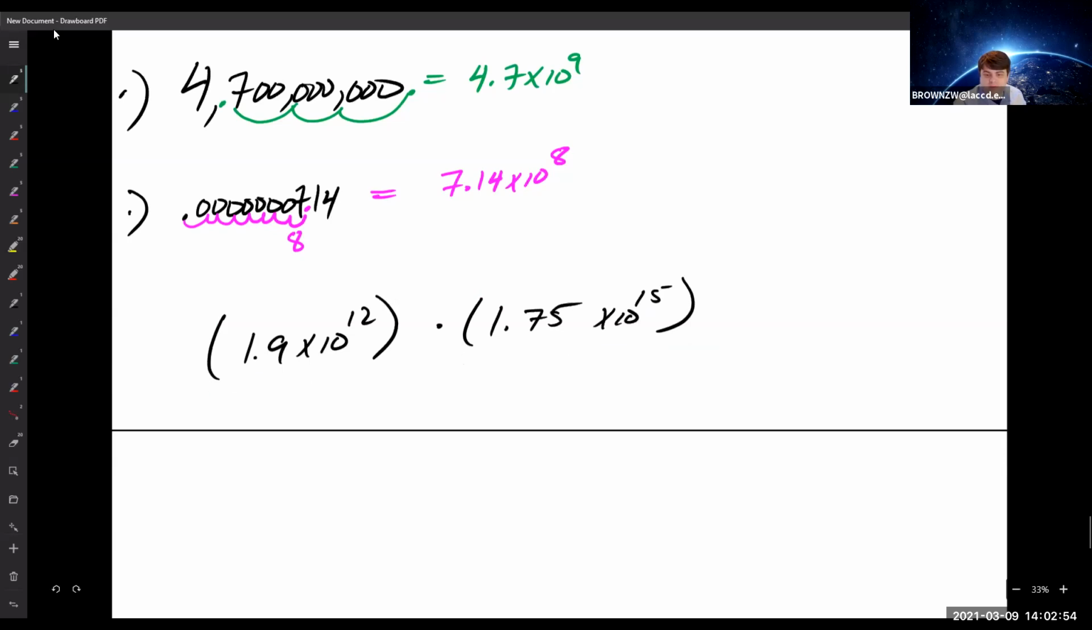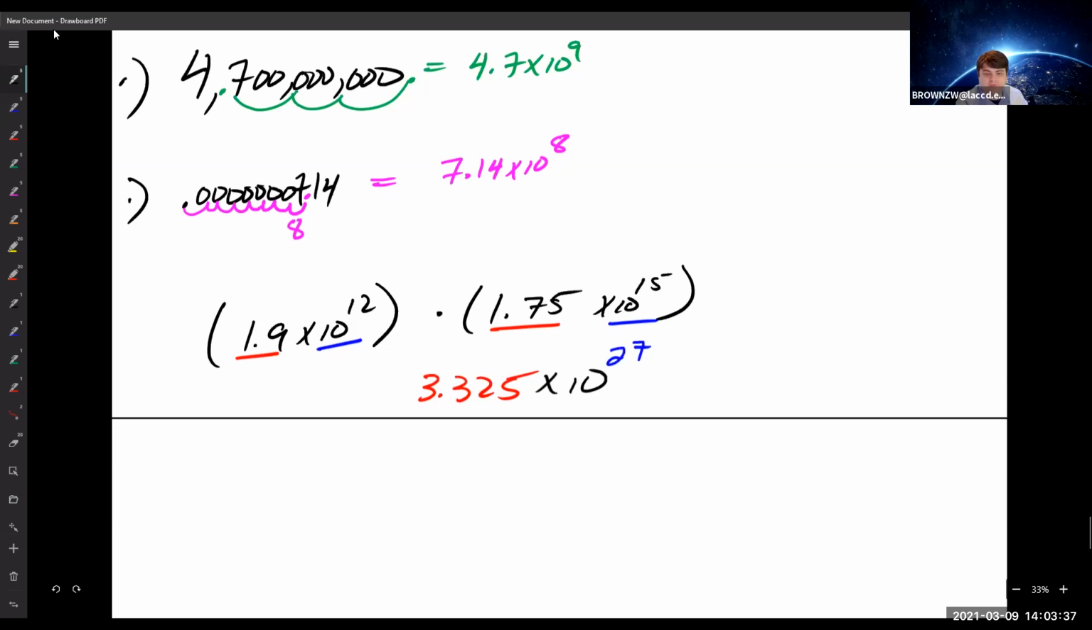But in terms of the actual multiplication, it's very, very straightforward, because we can just throw this into a calculator. 1.9 times 1.75 gives us 3.325 times 10. And then if we look here, we have 10 to the 12th times 10 to the 15th. And since we're multiplying, that means we just add the two powers together. So 12 plus 15 would just be 10 to the 27. When it's in the scientific notation form, these are very, very easy numbers to multiply out.